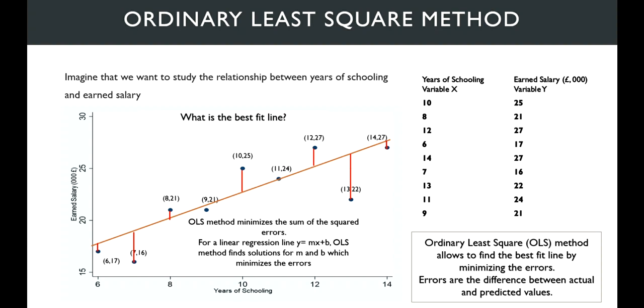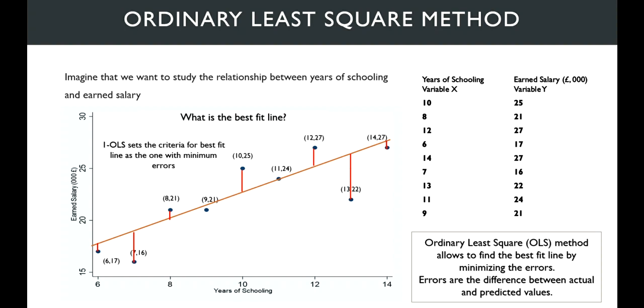So to sum it up, OLS sets the criteria for the best fit line, and the criteria is that the best fit line is the one with the minimum of errors, and it computes the solutions for m and b, which are part of the equation which represents the regression line. It yields the solution for m and b, which actually leads to the minimization of the errors. So this brings us to the end of this lecture, and I'll be happy to take any questions.